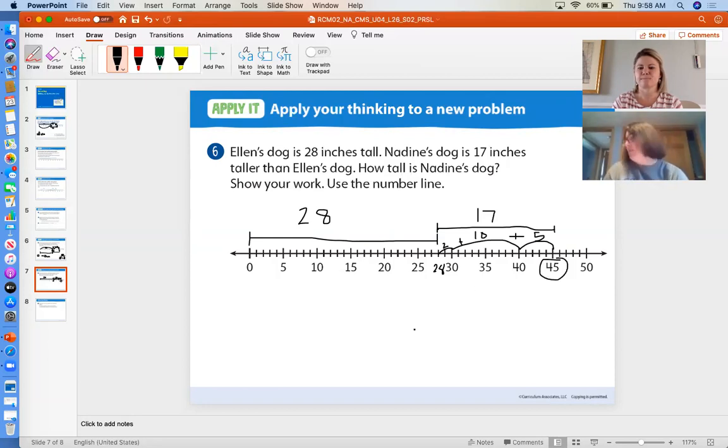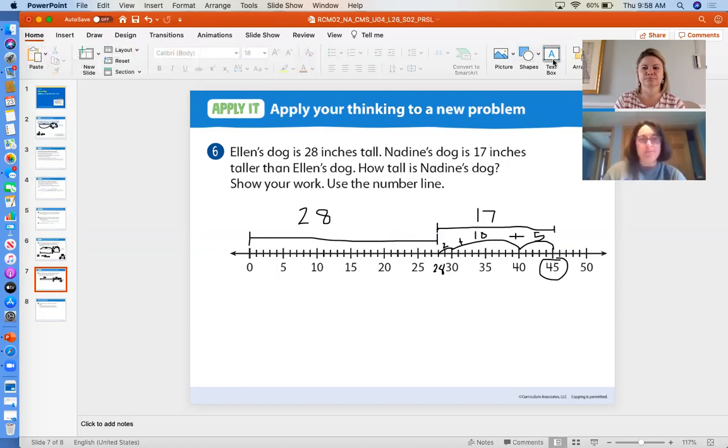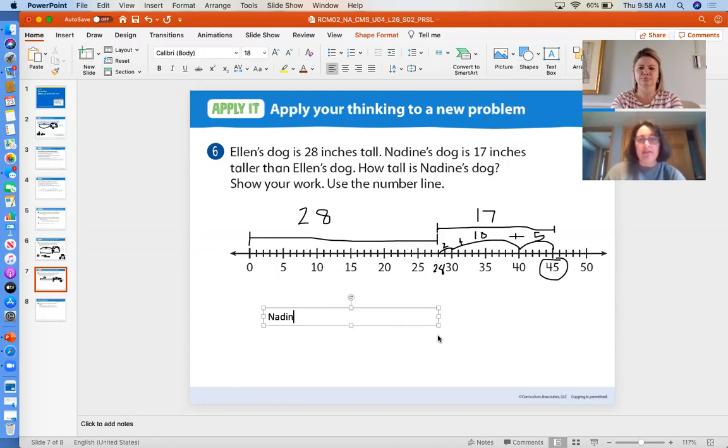And on this one, we just need to say that our answer is 45 inches tall. And again, we showed our work by doing the number line, and then we just write out what the solution or our answer is to the problem. Perfect.